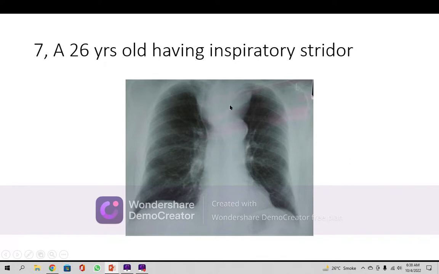And for the treatment, if it is a substernal goiter, then you go for a thyroid function test to assess the activity of the thyroid gland, and the treatment is basically to remove it. That is surgical removal of this mass, which is probably a retrosternal goiter, the most probable diagnosis.